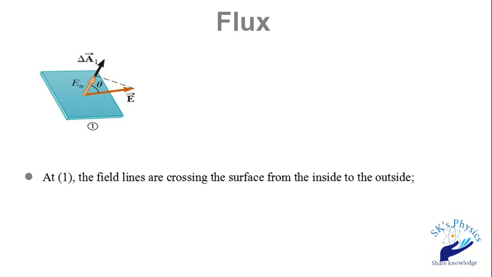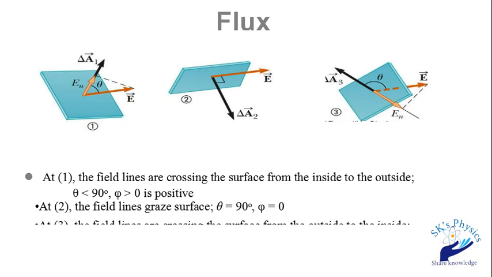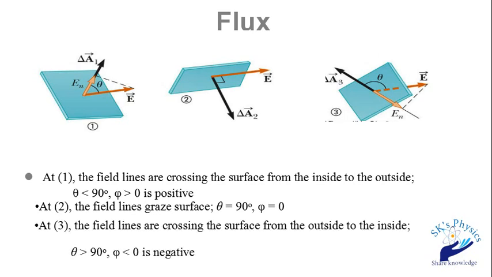That means theta is less than 90 degrees. In that case the flux is positive and electric field lines come outside. Now here the angle is 90 degrees, so theta is equal to 90 degrees and flux is equal to 0. And here theta is greater than 90 degrees, so flux is negative and electric field lines come inside.